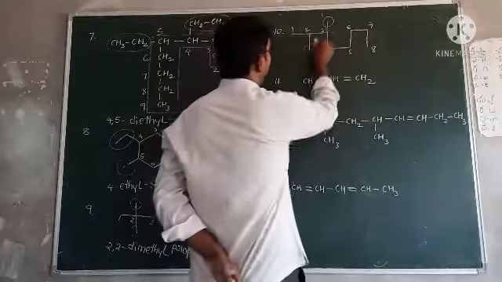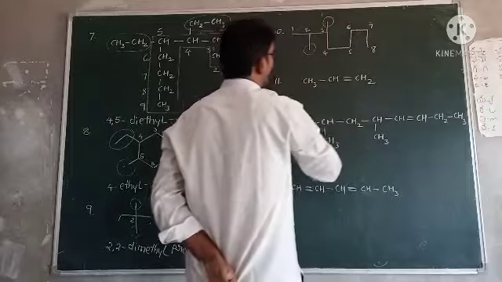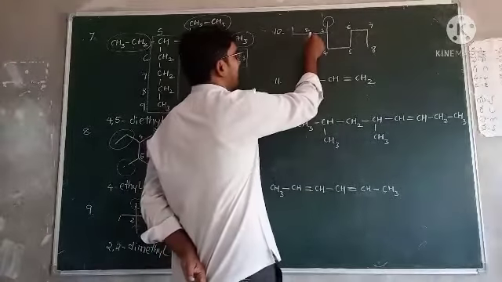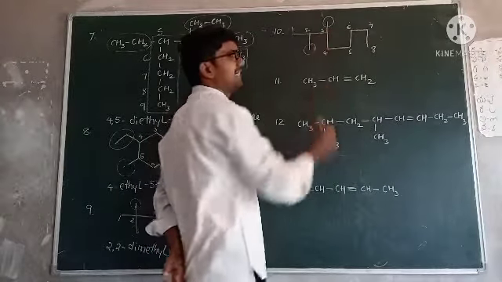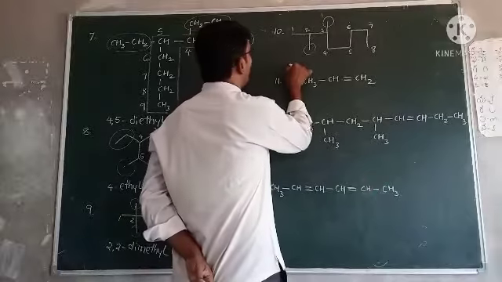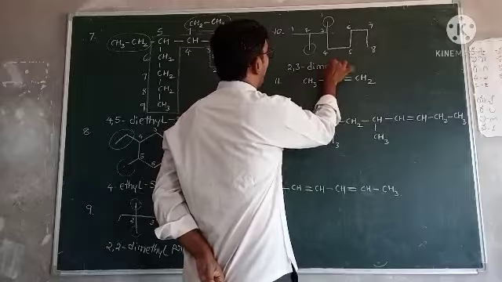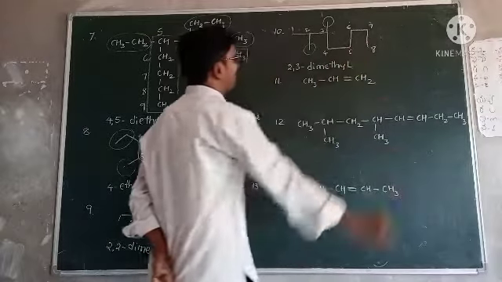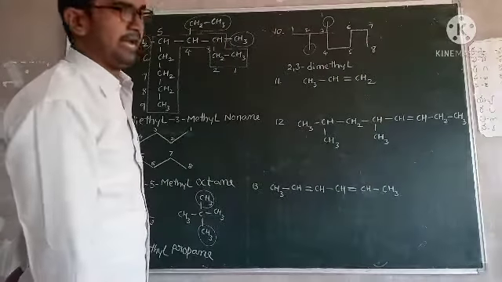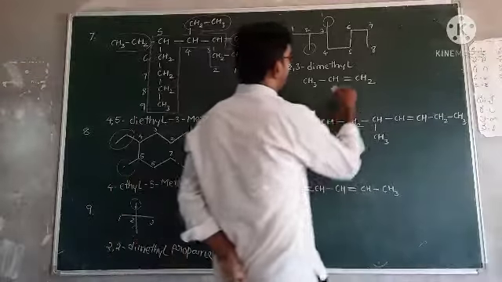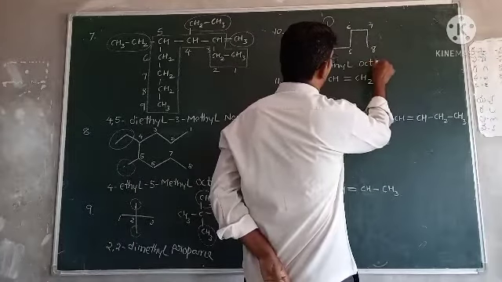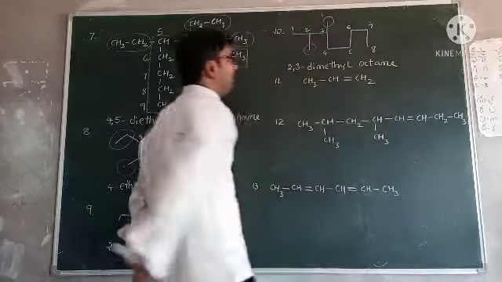These two are methyl groups, only one carbon each. One is attached to the second carbon, another one is attached to the third carbon. So 2,3-dimethyl. How many carbons? 8 carbons. So octane. Completed.